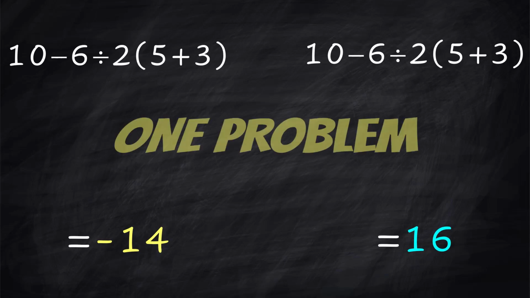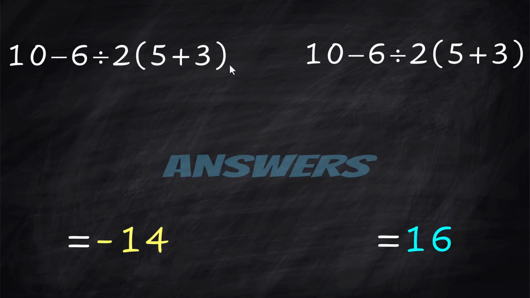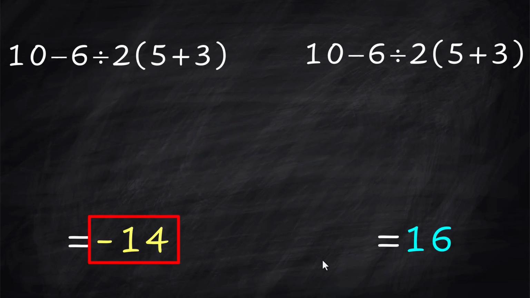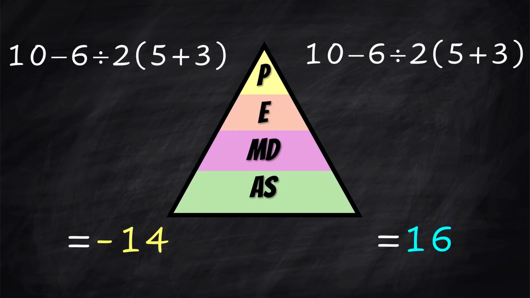Two people did the same problem but got two answers. This person got -14. This person got +16. Who did it right? Well, it all depends on who followed the order of operations. PEMDAS. What does that mean?